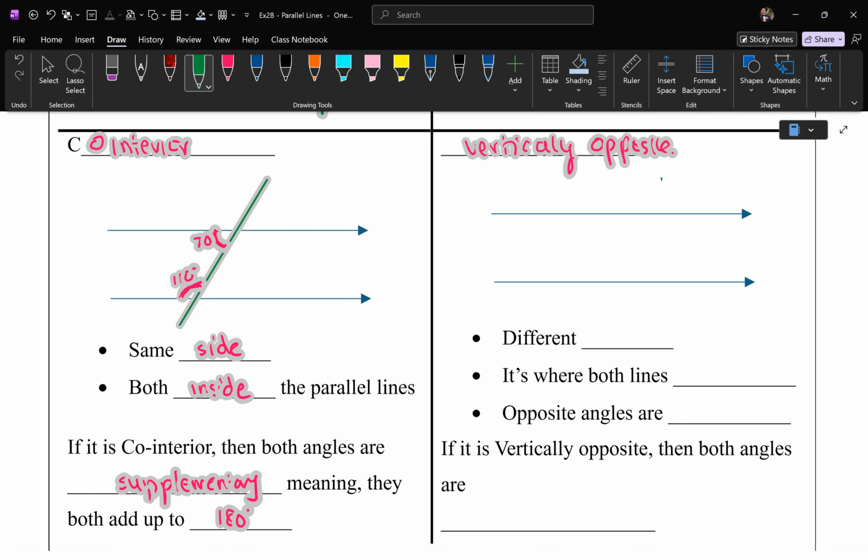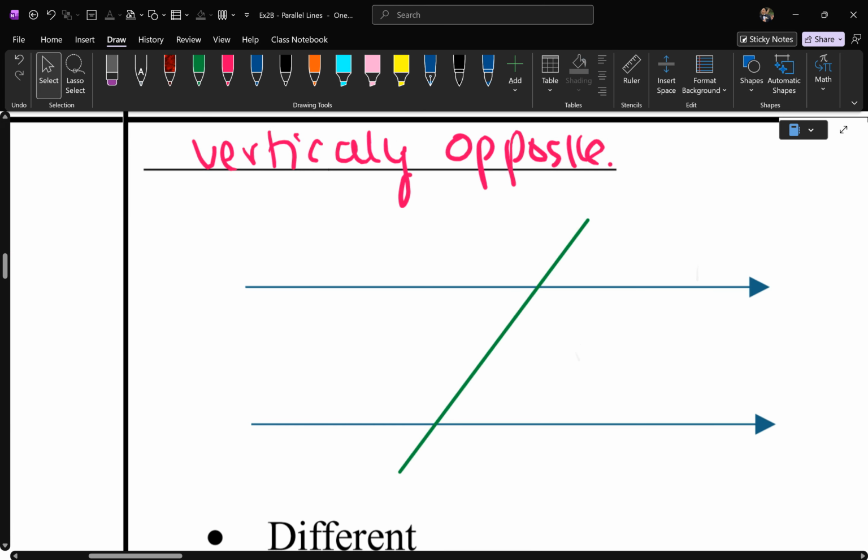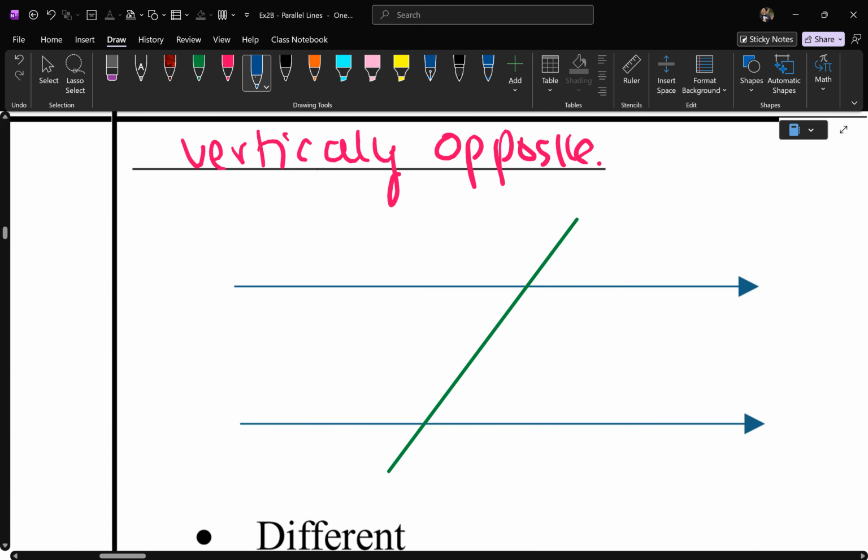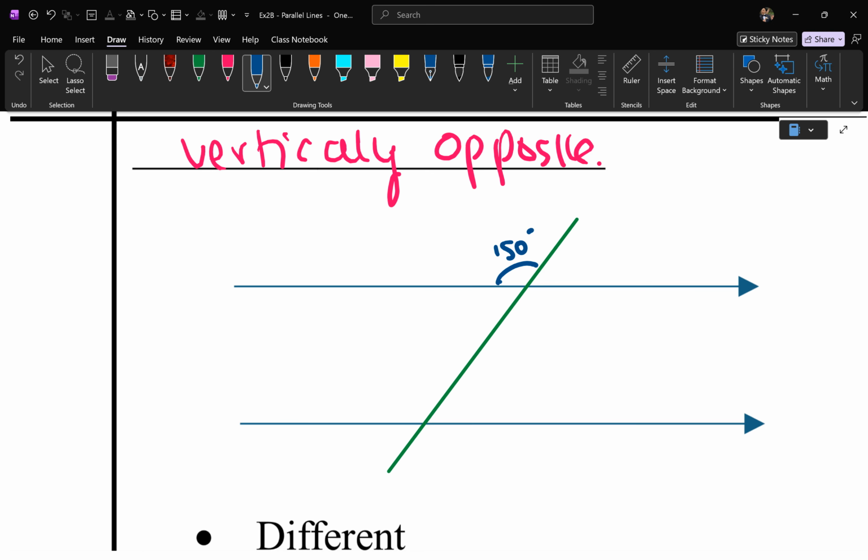Here we go, let's do it again. Here's a transversal line. For it to be vertically opposite, see if I told you this angle was 150 degrees, vertically opposite must be this one.